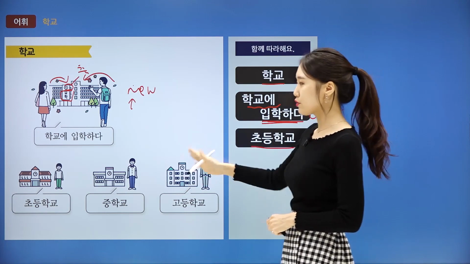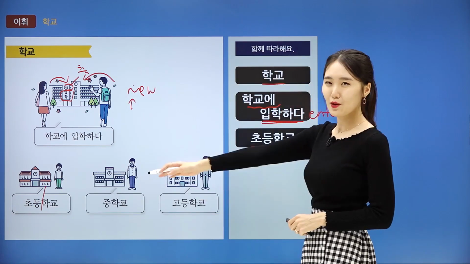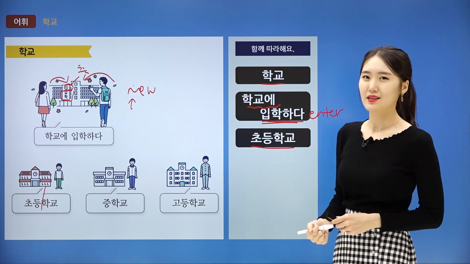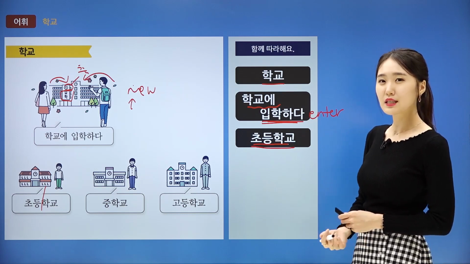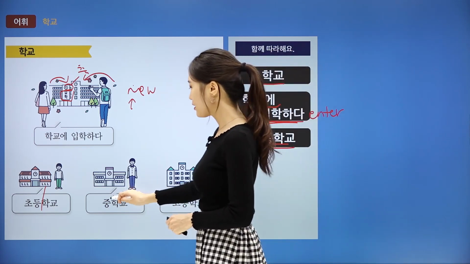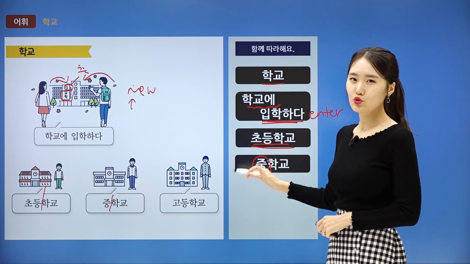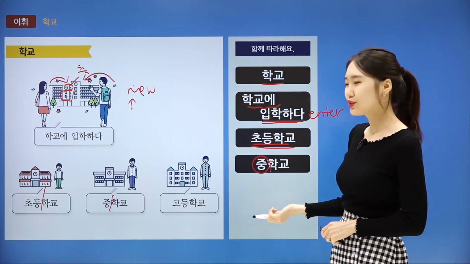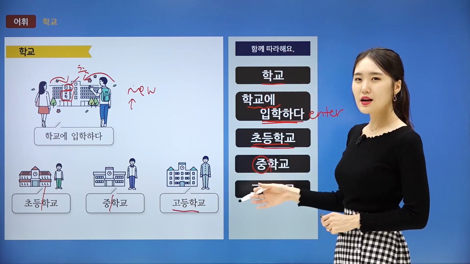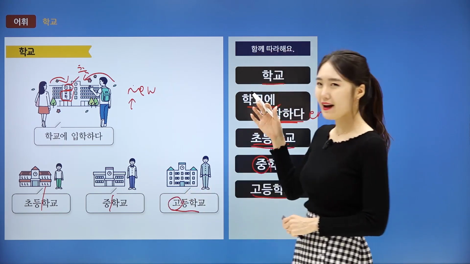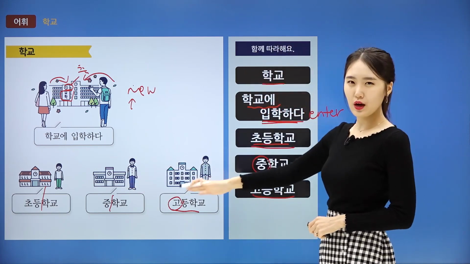So let's see the first one here, 초등학교. There are three types of 학교 here. First one, 초등학교. Our first school is elementary school, 초등학교. Then what about here? You'll see middle school, 중학교. 중 means middle. So 중학교, middle school. Then the last one here, 고등학교. 고 means high, so 고등학교 is high school. So three schools here: 초등학교, 중학교, 고등학교.